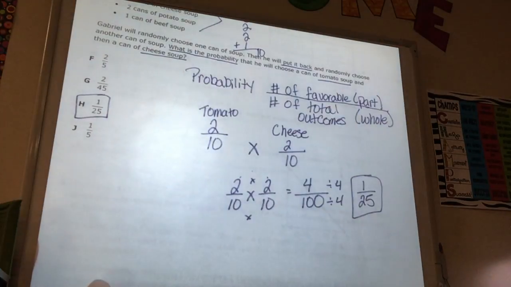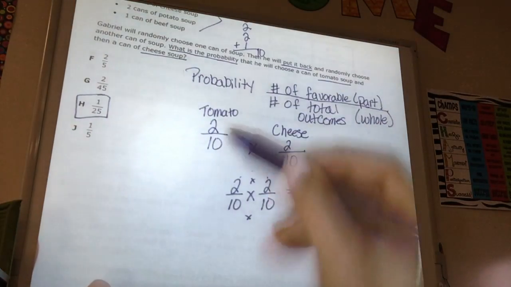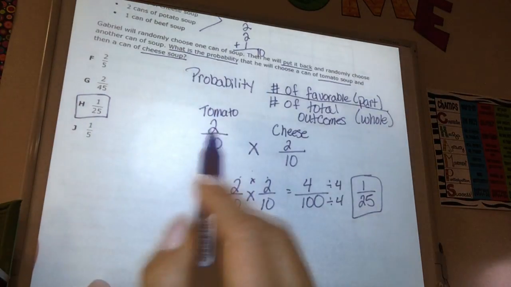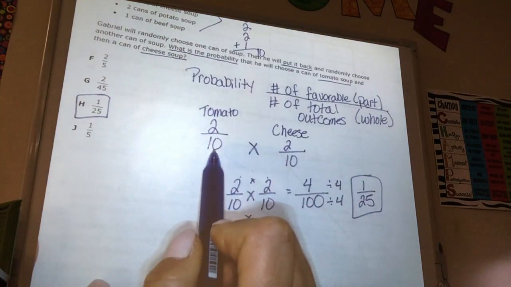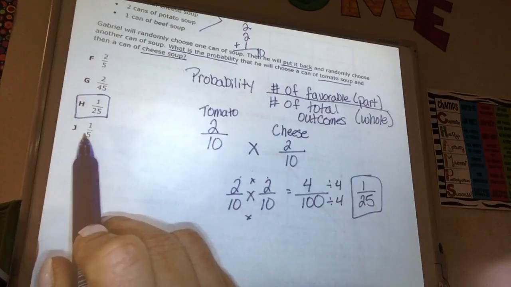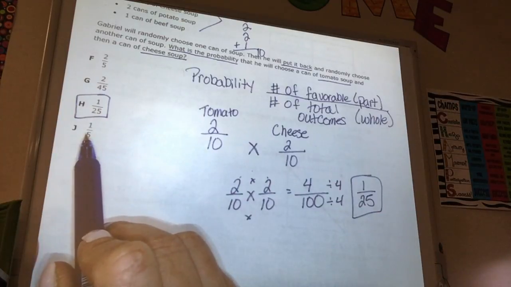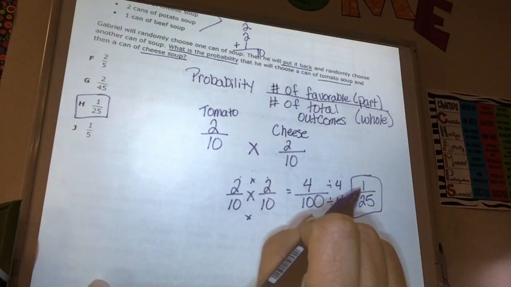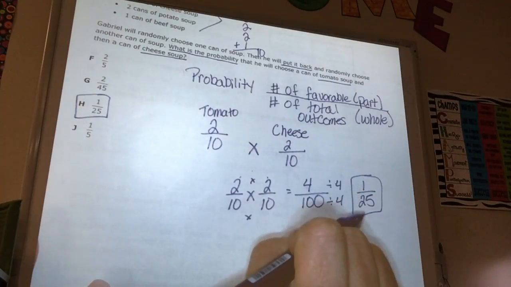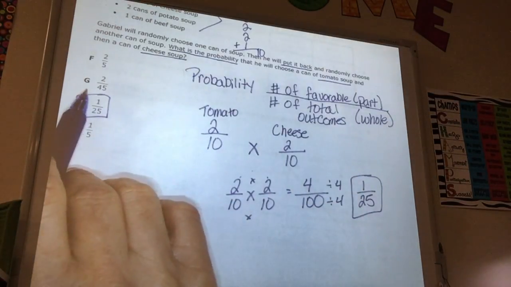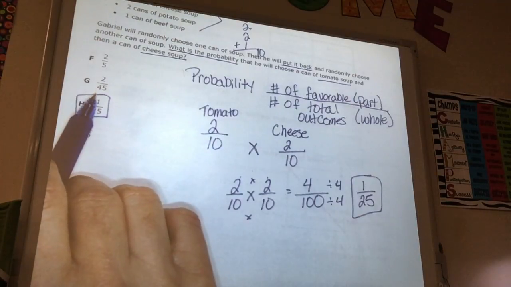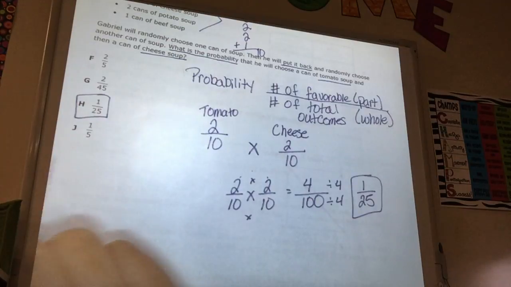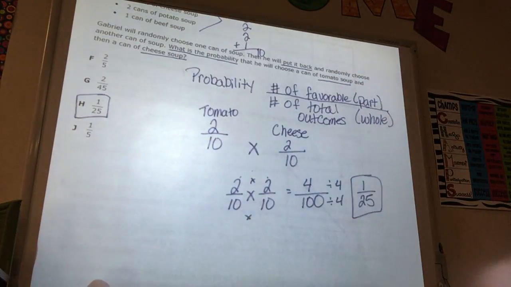Now, as you can see, 2/10 was not an answer choice. But if we simplified 2/10 to 1/5, that would have been one of our answer choices. If we did 1/25 times 2, we would have gotten 2/45, or plus 2. A lot of you would have added those together and gotten 2/45. That's a common mistake. And then 2/5 up here.